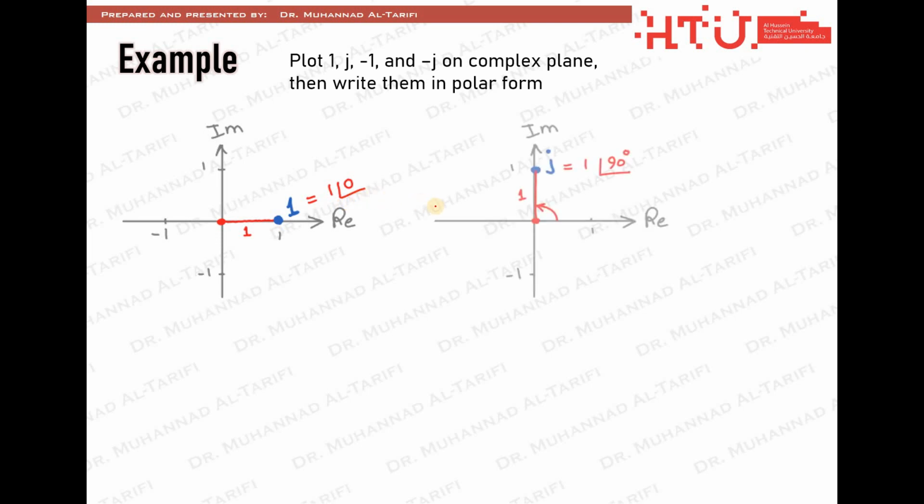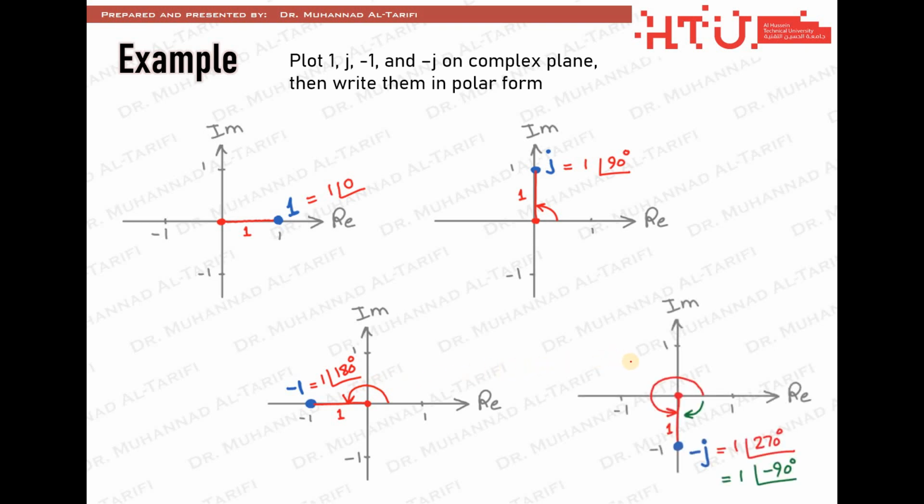Now let us see the number j. It is actually 0 plus j1, which puts it up here. Its distance from the origin is still 1, but the angle it makes with the positive real axis is now 90 degrees. So j in polar form is equal to 1 at the phase of 90 degrees. It should be clearer now. Minus 1 equals minus 1 plus j0, which is this point here. Its distance from the origin is still 1, and the angle it makes with the positive real axis is 180 degrees. So minus 1 in polar form is 1 at the phase of 180 degrees.